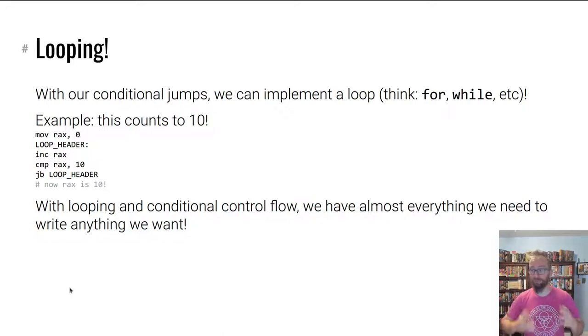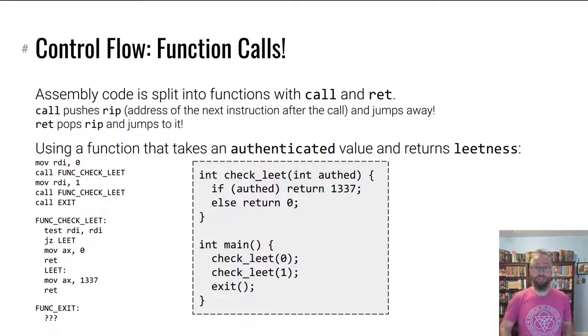Okay, with looping and control flow, we have almost everything we need to write any program. This is exciting. We could write video games, we could write a lot of cool stuff. All we need is one more thing, functions. Modern code is split into functions. You write a function, you call the function. Well, that in the end boils down to call and ret, 2 instructions.